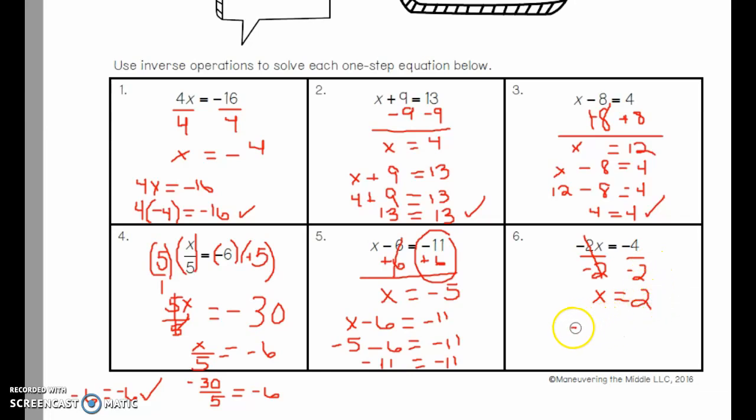And I do my check. -2x equals -4. I hope you wrote all of these things with me, by the way. And I substitute in -2 times 2 equals -4. And what's -2 times 2? Well, the signs are different, so I'm going to get a negative. 2 times 2 is 4. -4 does indeed equal -4.